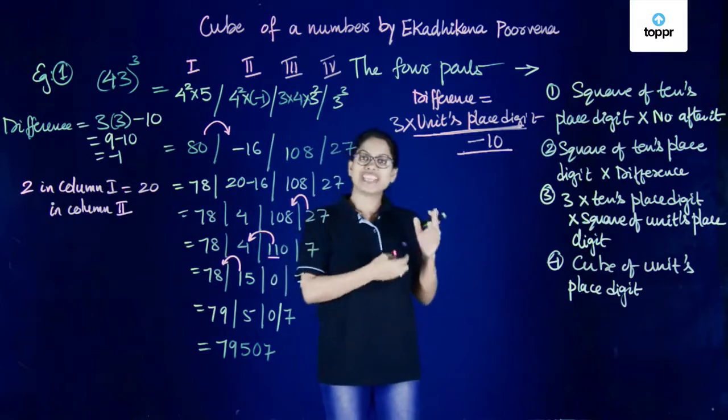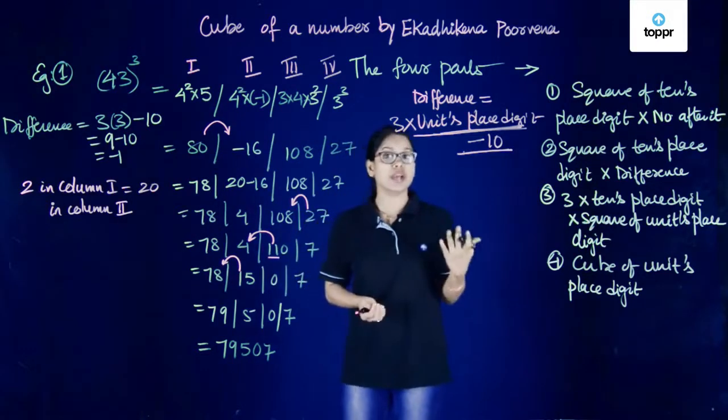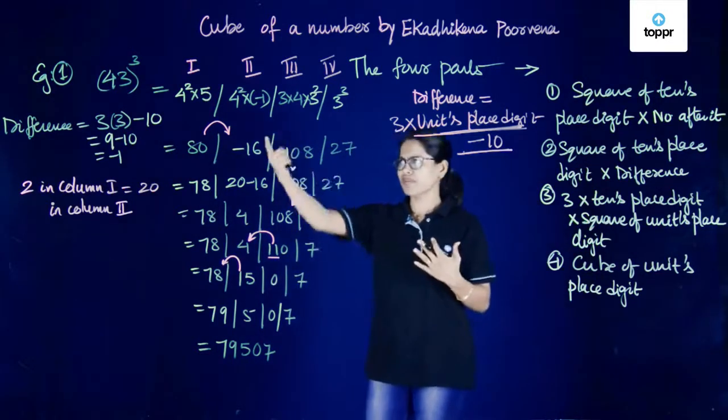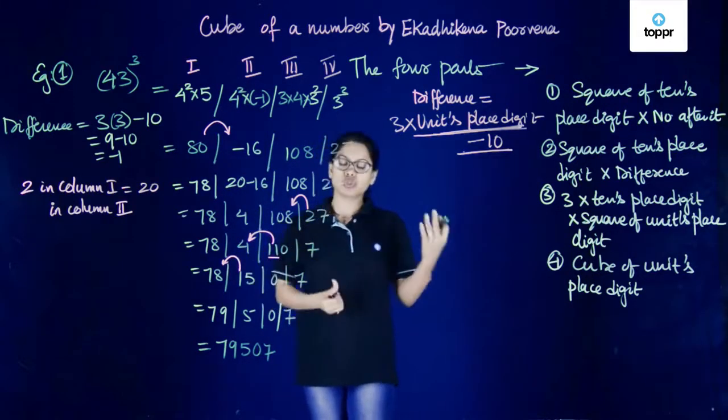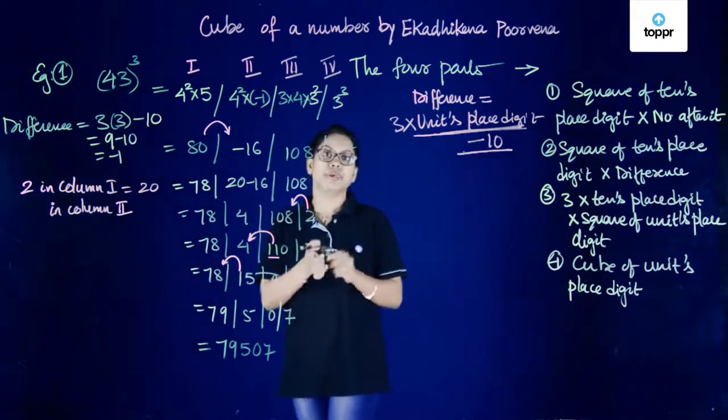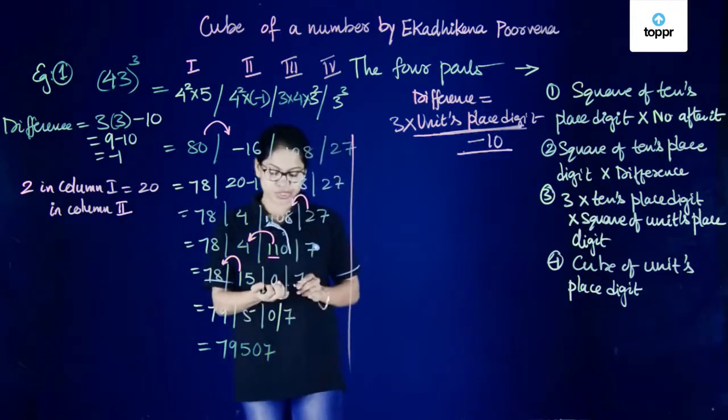Now we can use the same method to find the cube of any other number also. We just looked at a 2-digit number. Now instead of a 2-digit number, we can also try a 3-digit number. This time let's try a 3-digit number.